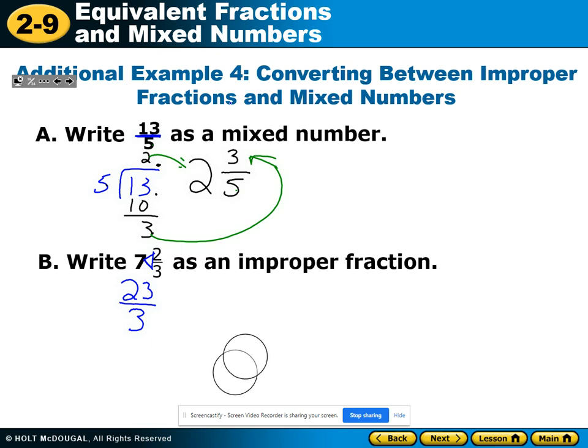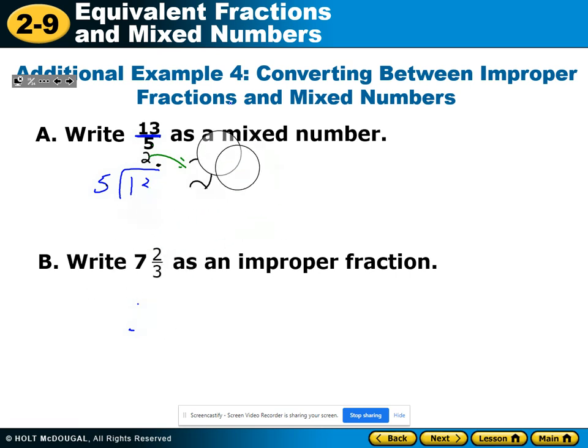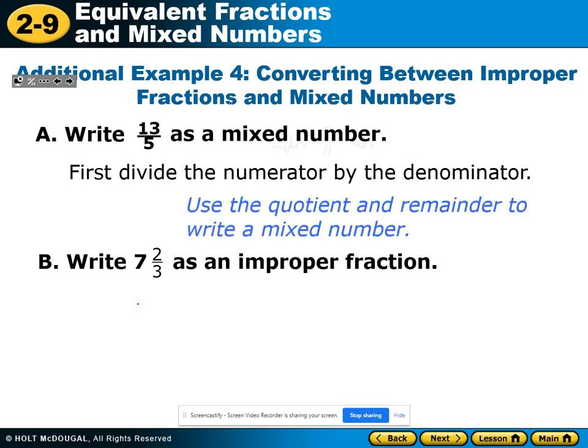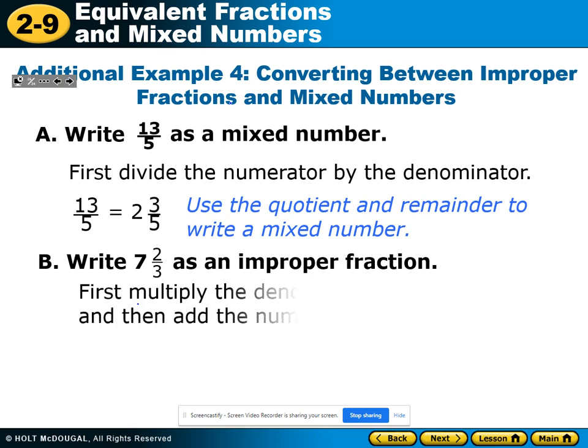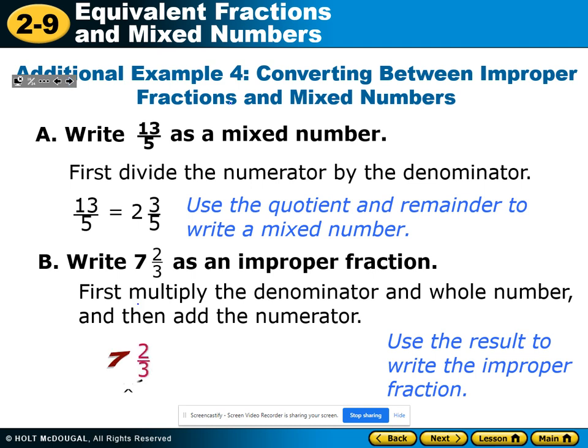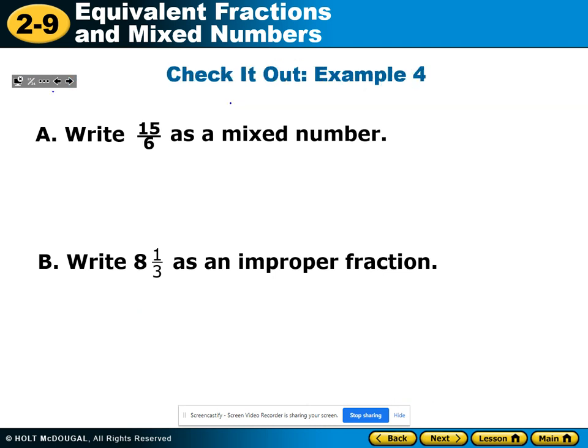All right? Let's go ahead and show you how they do it so you can get their sense of things. First, divide the numerator by the denominator. I said that. When you do that, you get 2 3/5. All right? First, multiply the denominator and whole number, then add the numerator. When you do that, you get 23 over 3. You guys are probably getting pretty good at these. I remember you even talking about it already.